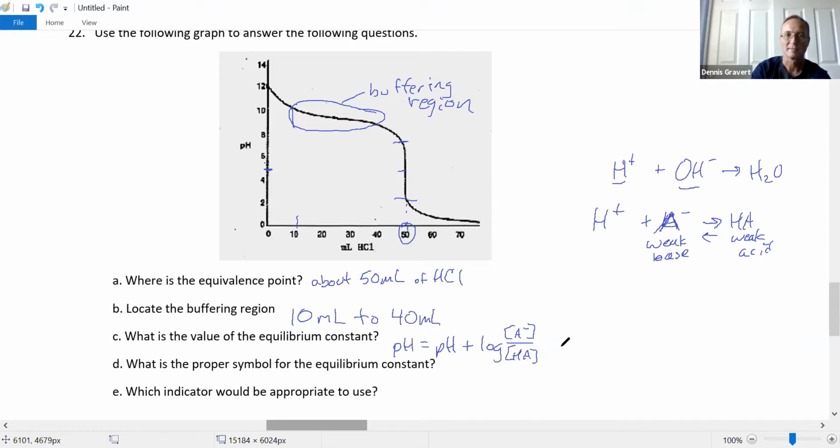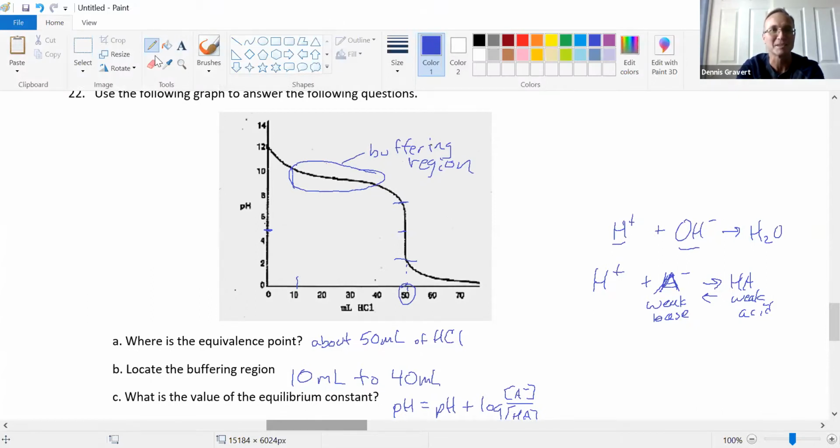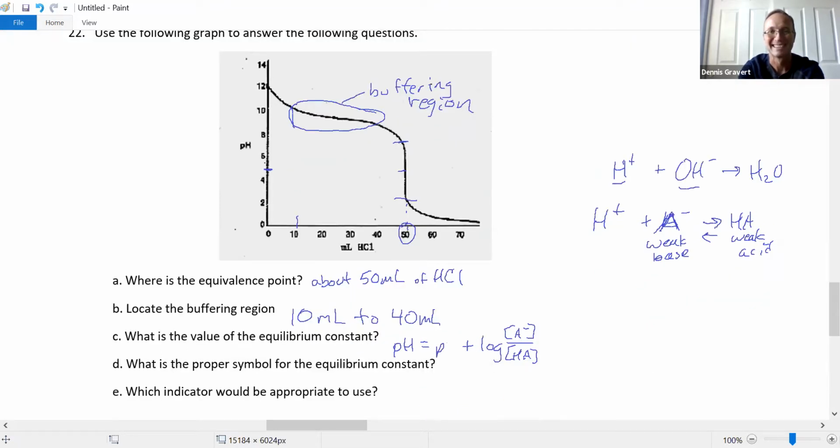Okay. Sorry, my problem with the memorization here. pH equals pH. No, it doesn't. It equals pKa. Glad I caught that. What did I not catch? Yikes. pK.